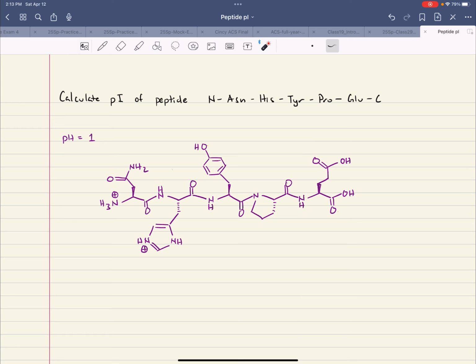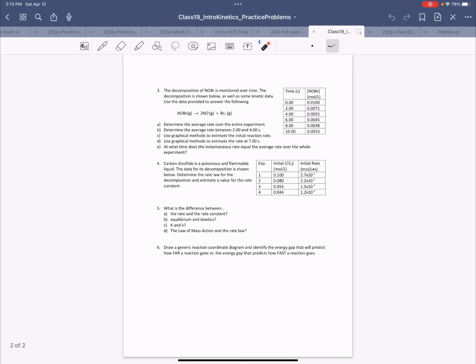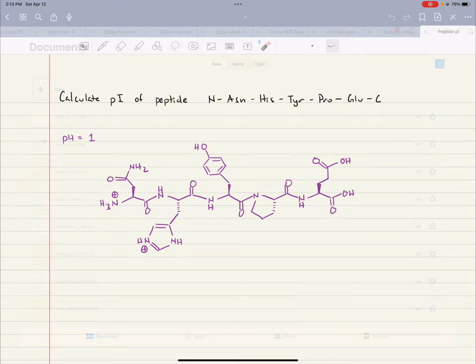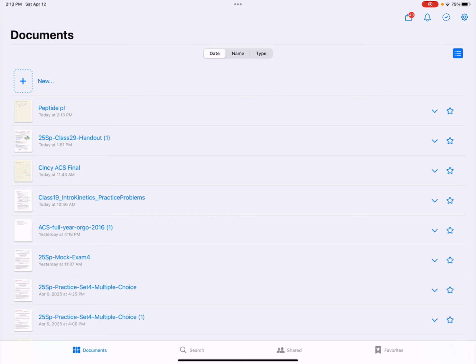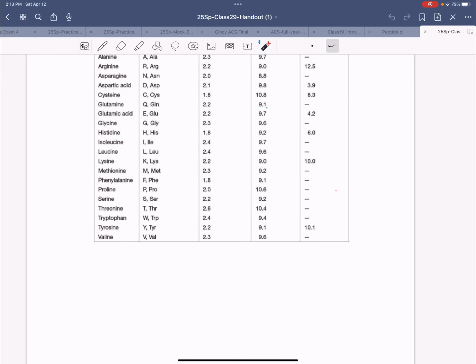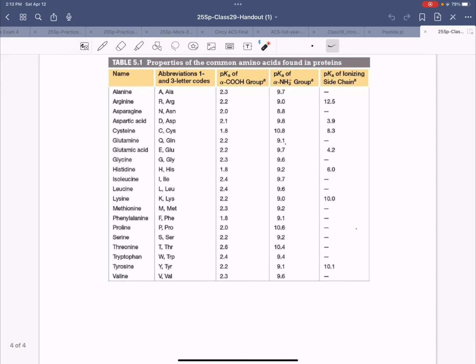How do I know I'm going to take off a hydrogen? We're going to look at the pKa values here. No, where'd it go? Oh man. Yeah, it was this one. Okay. We're going to look at the pKa values here and start listing them.